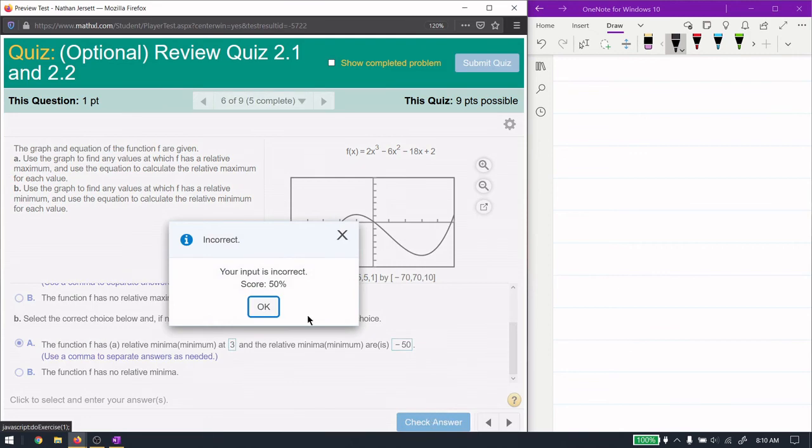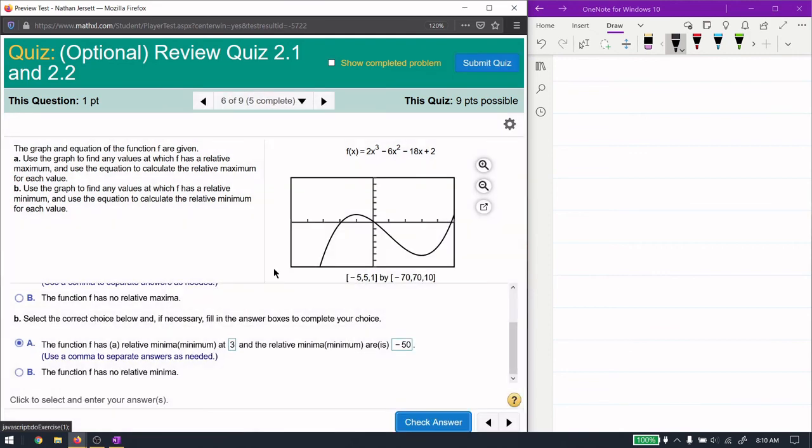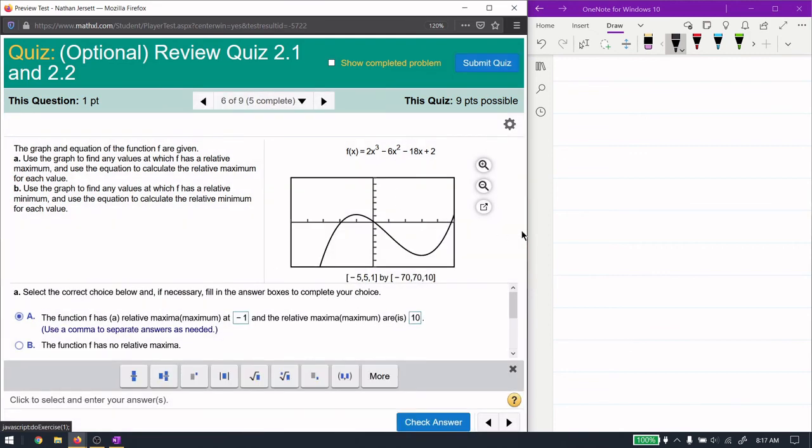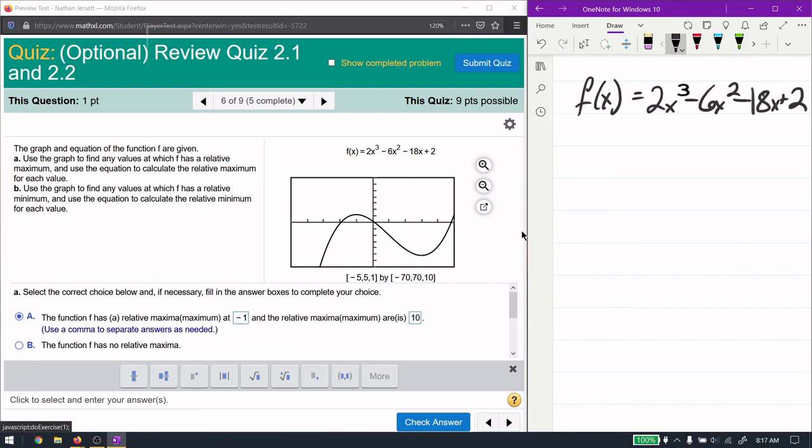Check. All right, let me see what I did wrong here. All right, I found my error here. We found the x coordinates of the axes, but the y coordinates, I guess they don't have them exactly on the grid lines. So we can find them though by plugging them into the function.